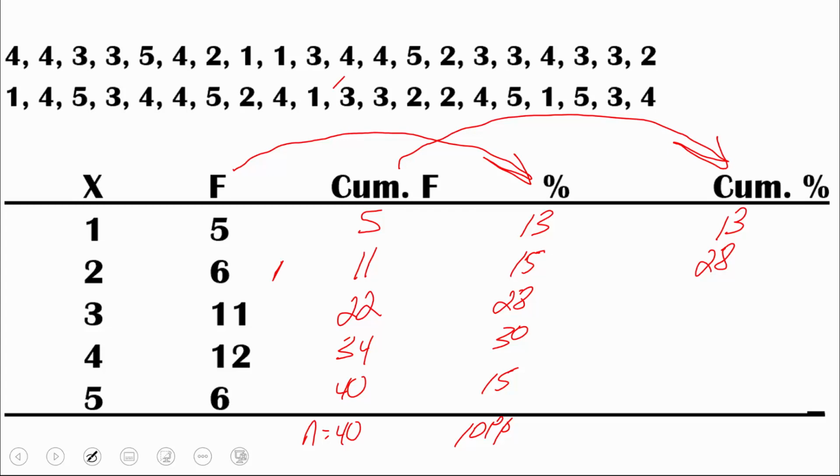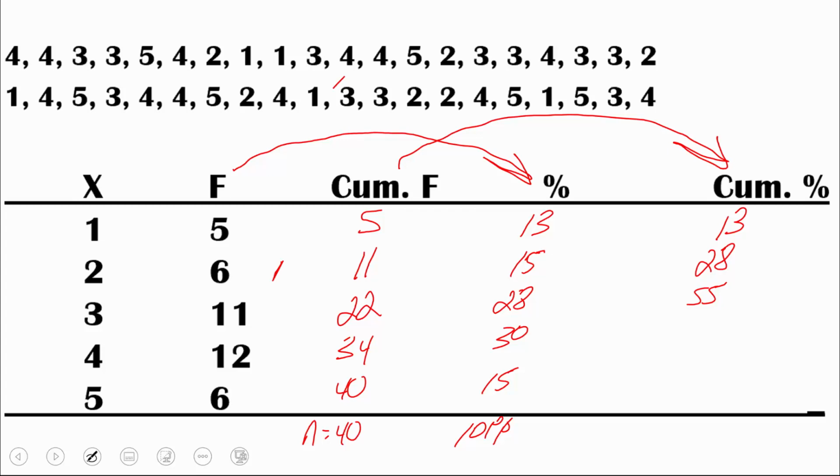Let's try to figure out now the cumulative percentage in terms of people scoring 3 or less on this quiz. We can see based on the cumulative frequencies that 22 students earned a 3 or less, exactly 22. So let's take 22 and divide that by 40. That equals 55%.